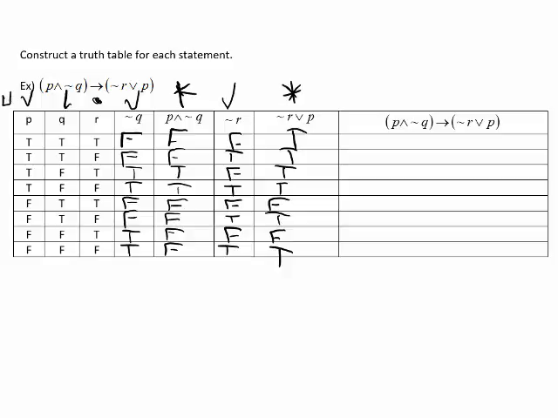So, for the first one, if false, then true, true. If false, then true, that's true. If true, then true, true. If true, then true, true. If false, then false, that's true. If false, then true, that's true. If false, then false, that's true. If false, then true is true. Notice, every single value is true in the last column. This is an example of a tautology, meaning that this is always a true statement.